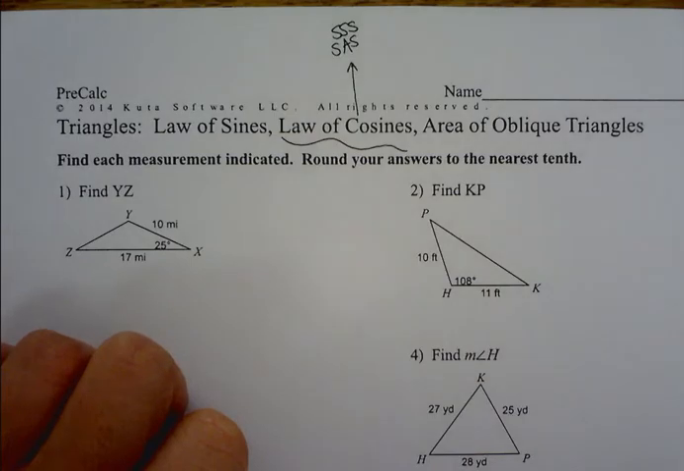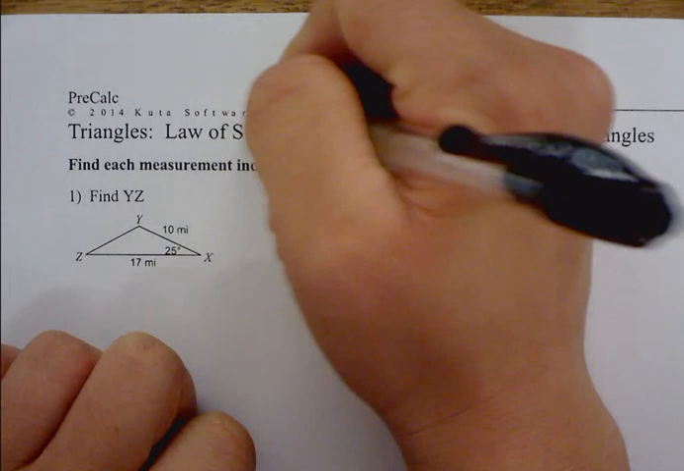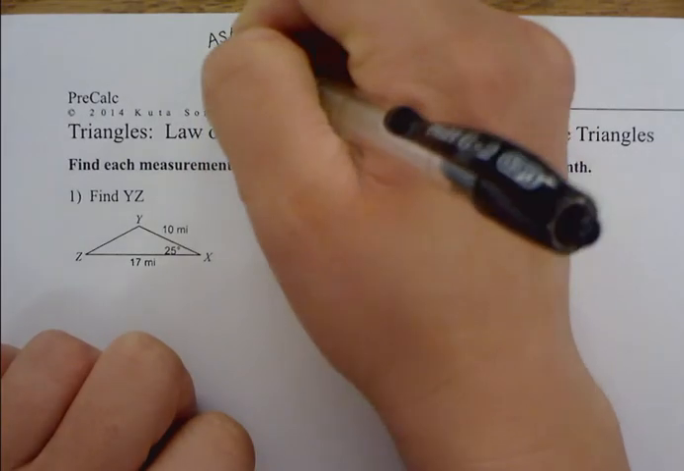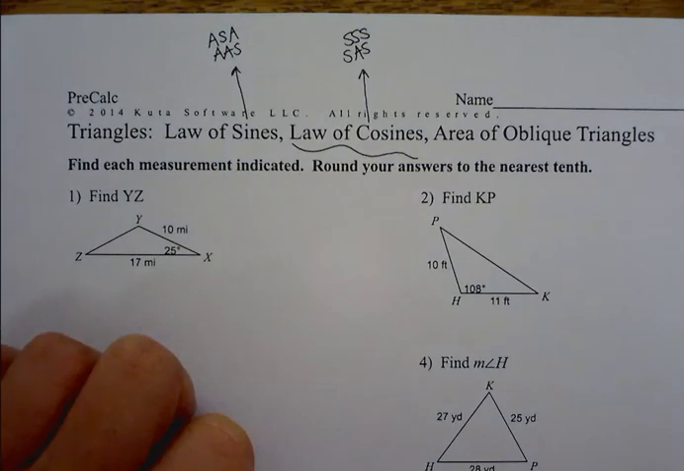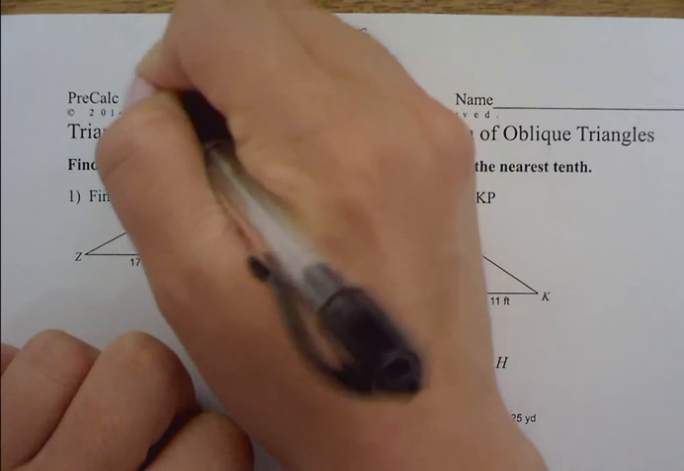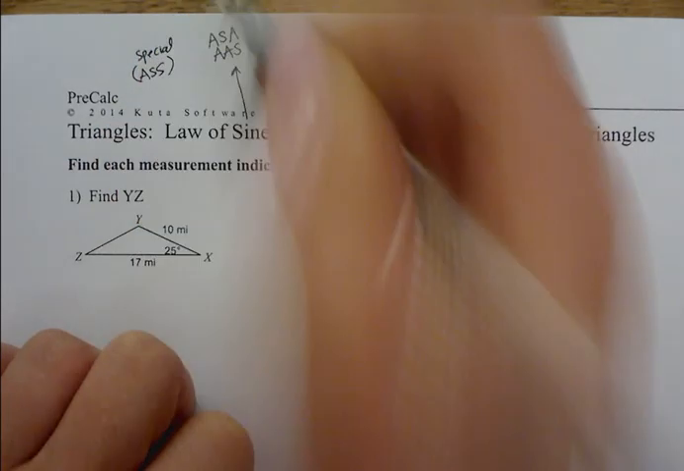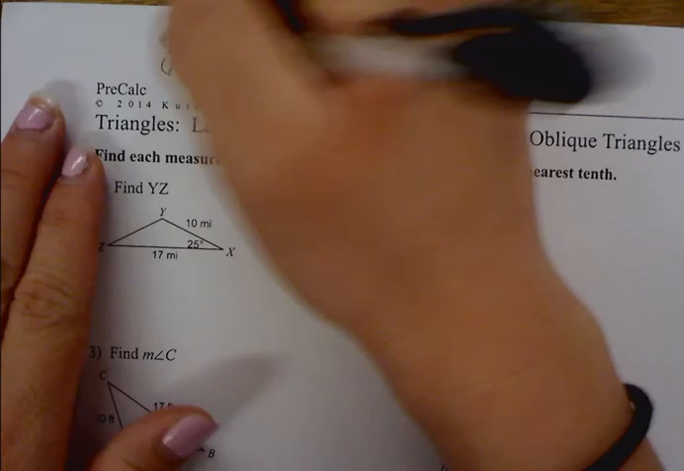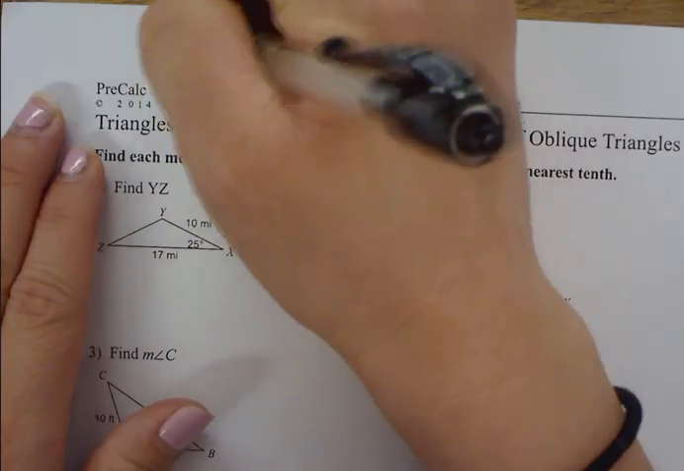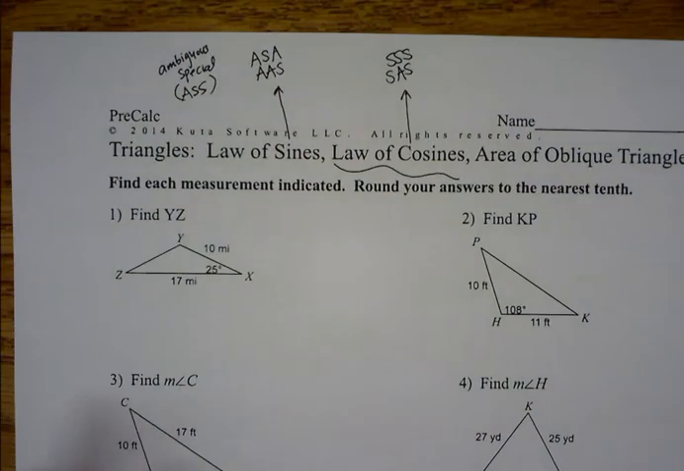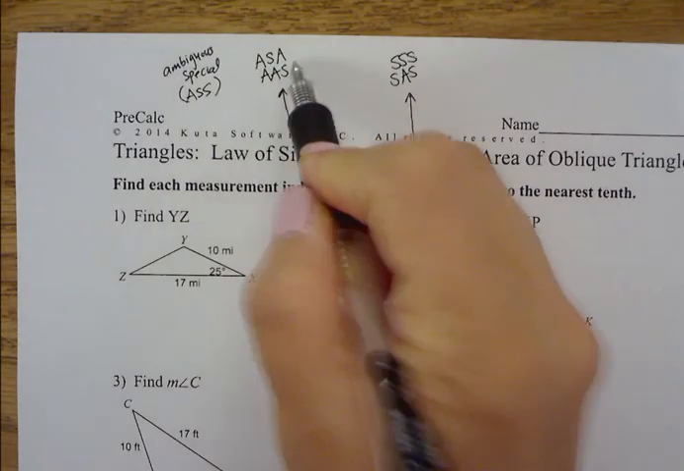You can, but most often we use it for ASA or for AAS, which is really the same thing. For ASS, this one is special because it works, but it's going to give you two answers and you have to be smart about knowing which is the right answer. It's an ambiguous case. So I would avoid using this for ASS, and if possible, try to figure out another way. But this is for sure going to work for AAS or ASA.